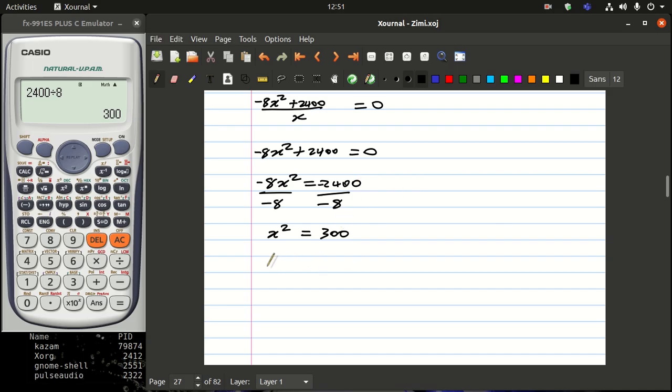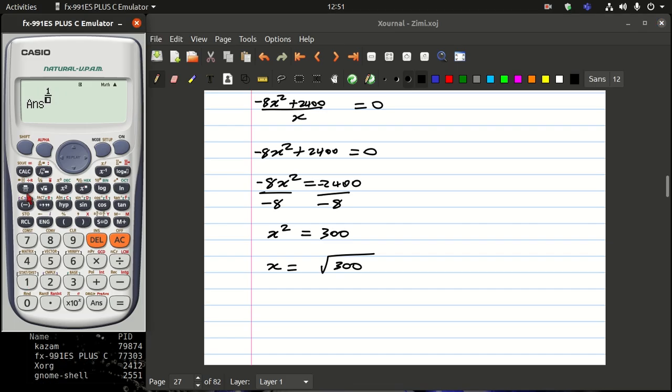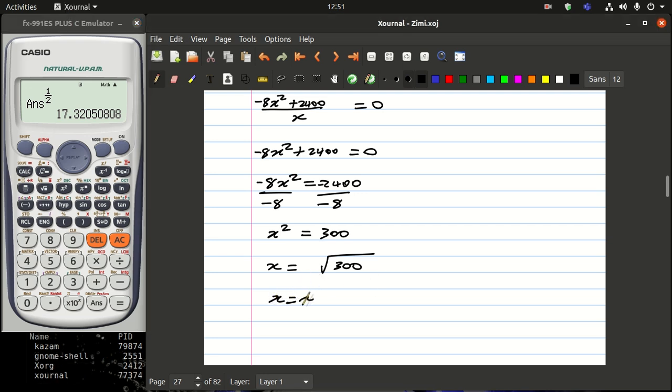And then after that, our x is supposed to be equal to plus or minus the square root of 300. But now, because x is the length, it cannot be negative, so we only focus on the positive one. And then you can just raise this to 1 over 2. So this one, our x is approximately equal to 17.32 centimeters. And then what will be our y?